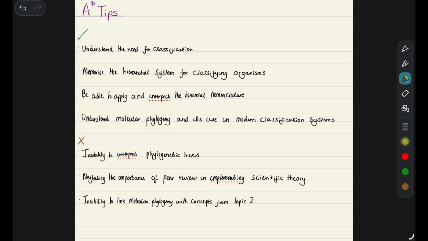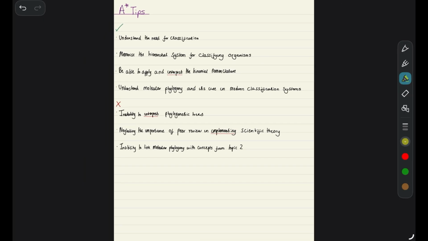And then finally as well, molecular phylogeny, you have to link that to topic 2. So when we're talking about transcription, translation, we're talking about protein structure, they like to link those topics a lot. So that's something you need to be aware of, especially in SNAB when they're always pressing on about synoptic thinking.